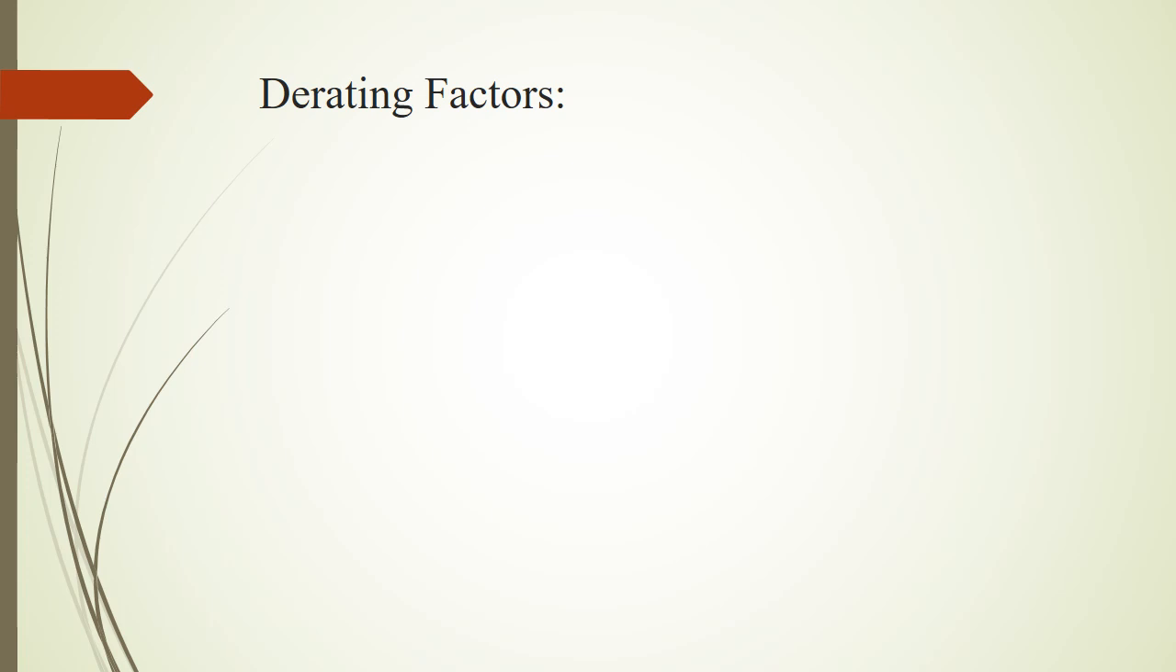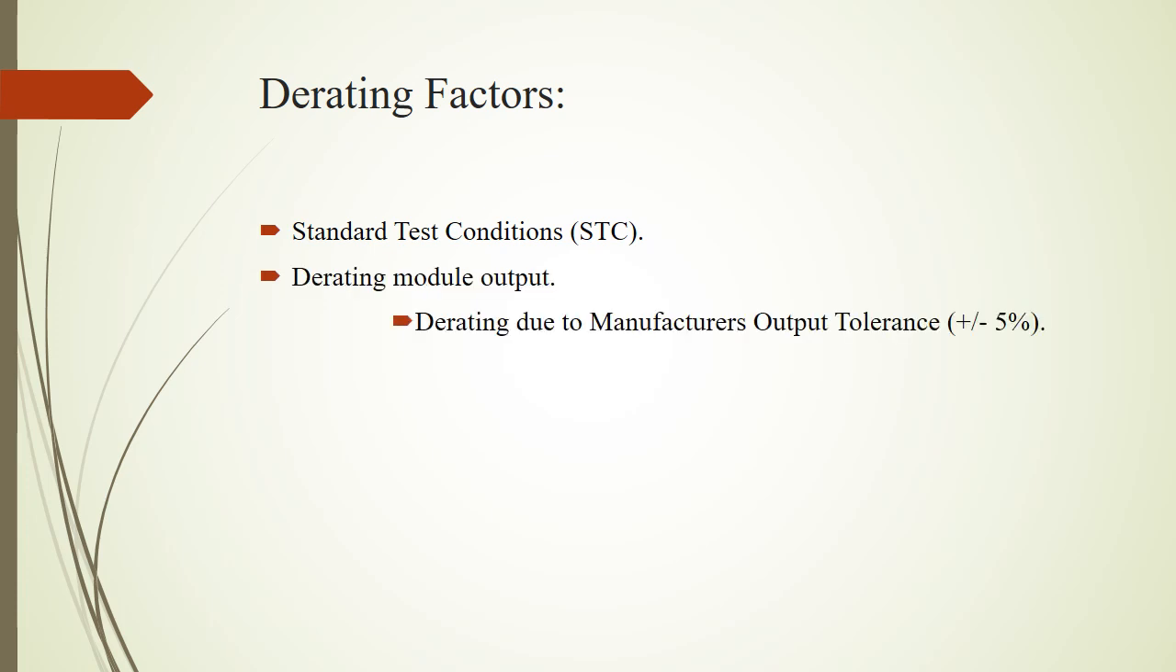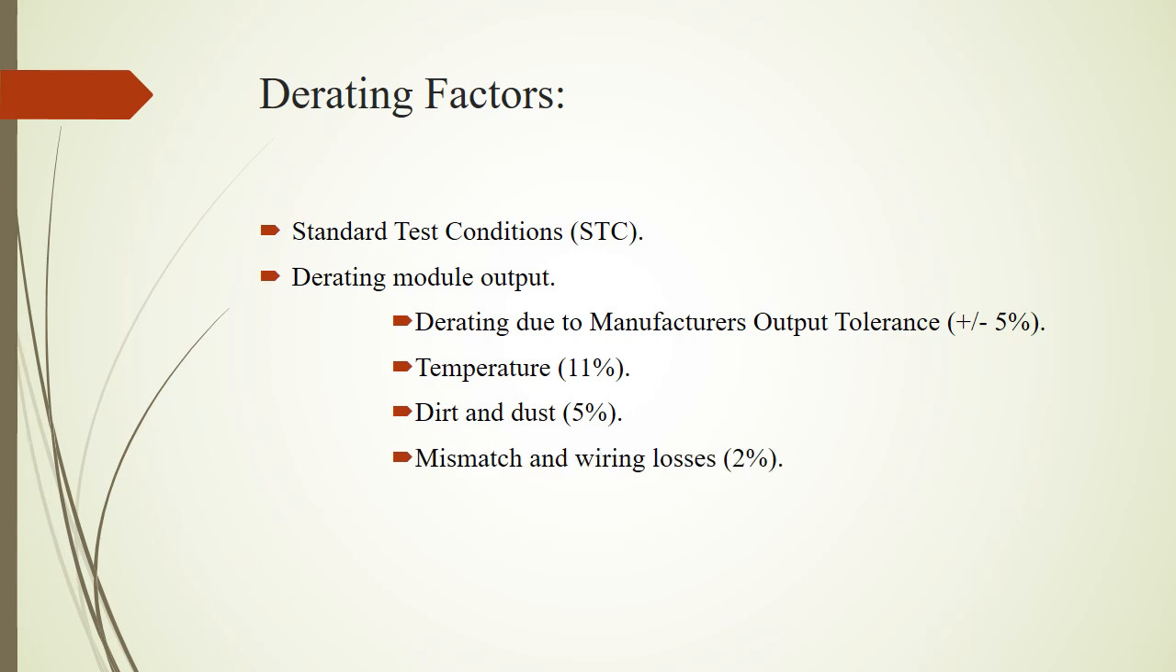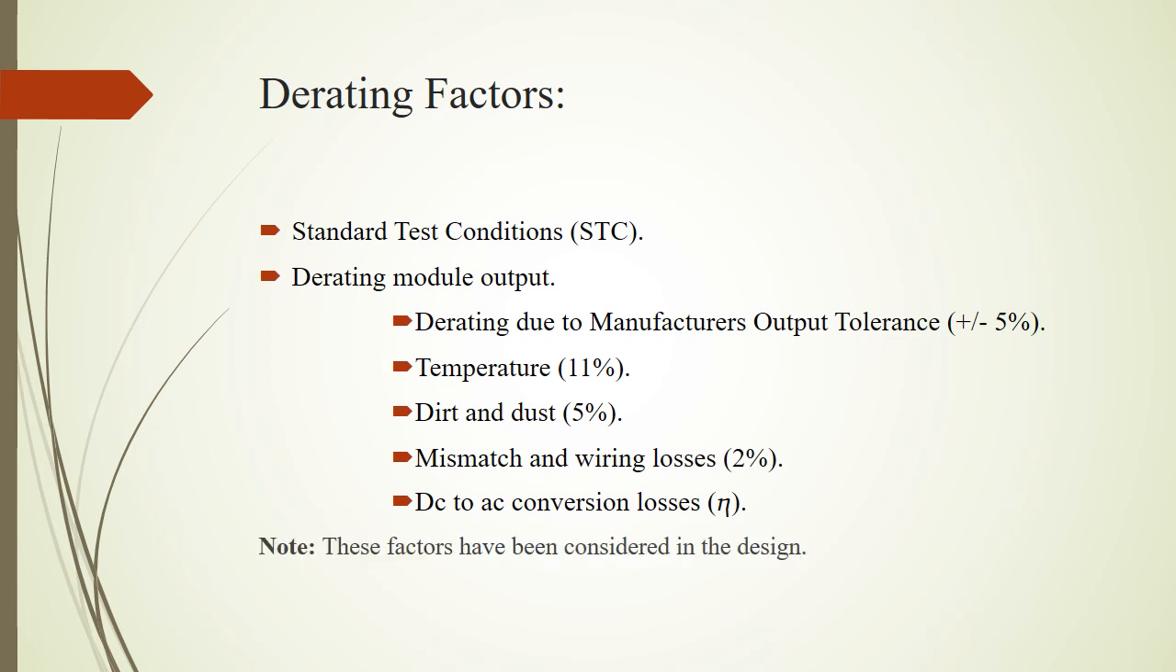Derating factors, which are factors reducing the PV system productivity, such as standard test conditions. Any deviation from the standard test conditions will reduce the system productivity. Also, some factors related to the manufacturer, temperature, dirt and dust, mismatch, wiring losses, and DC-AC conversion efficiency. All these factors have been considered in this study.